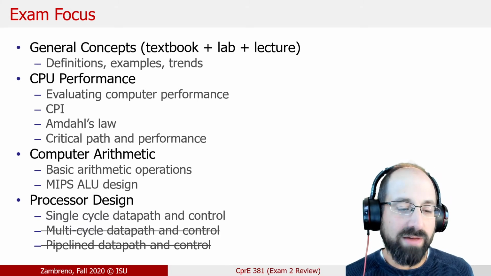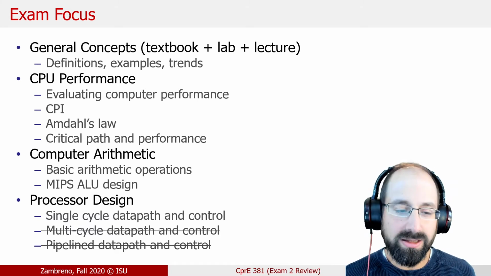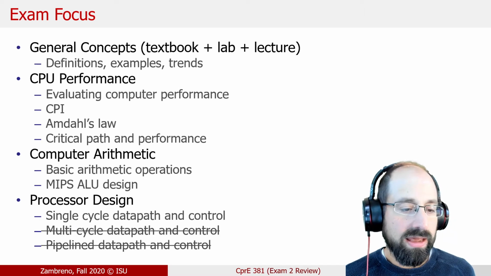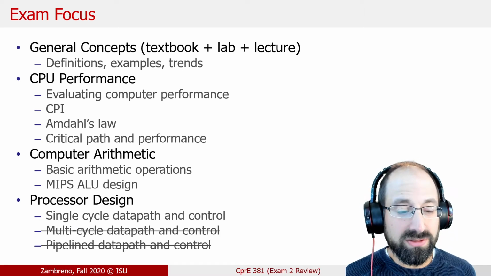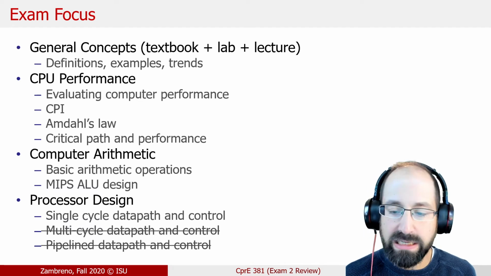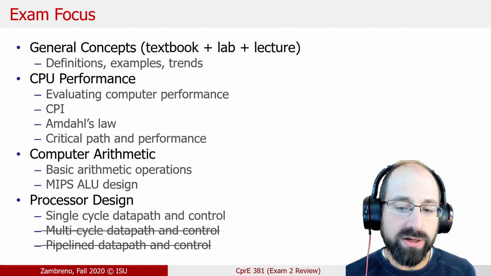And then I've been a little bit of a broken record this semester, talking a lot about critical path, both in the abstract, what does it mean to have a critical path in a circuit, as well as specifically for the processor designs that we have been exploring. Where is the critical path?